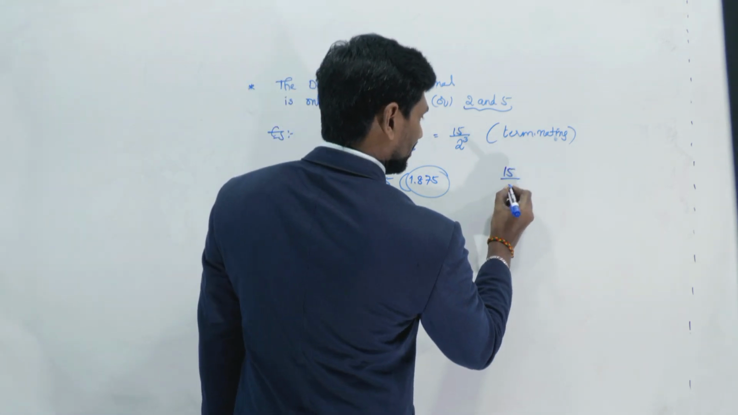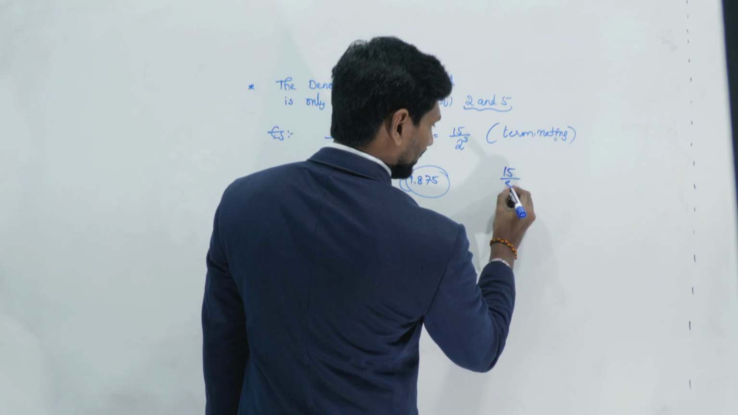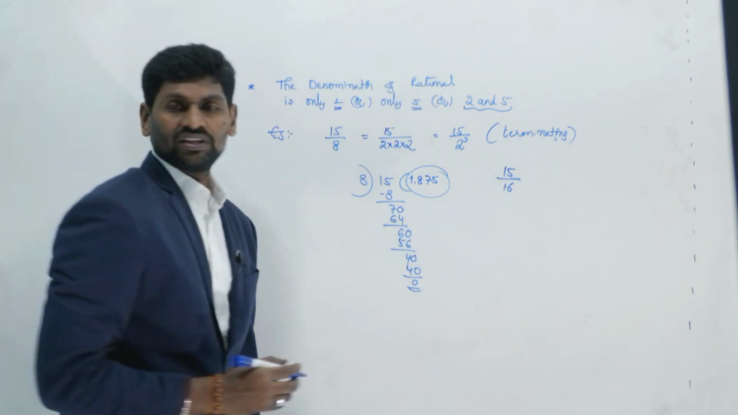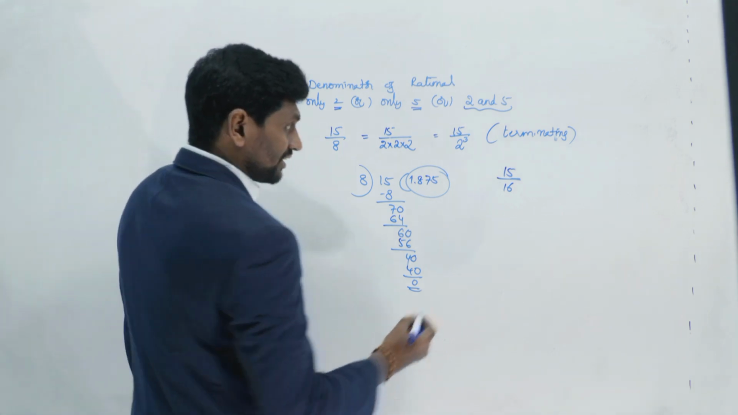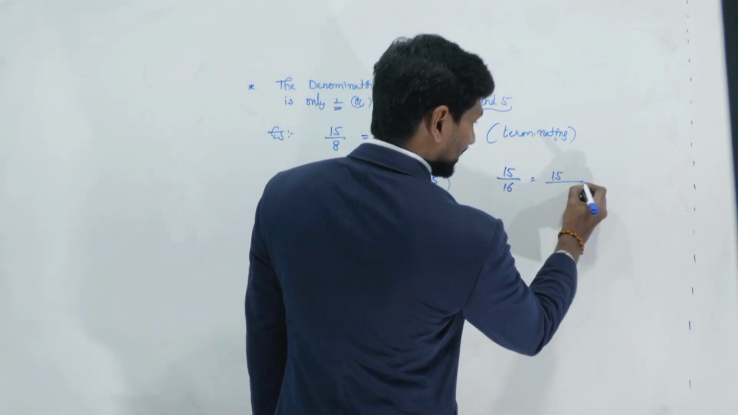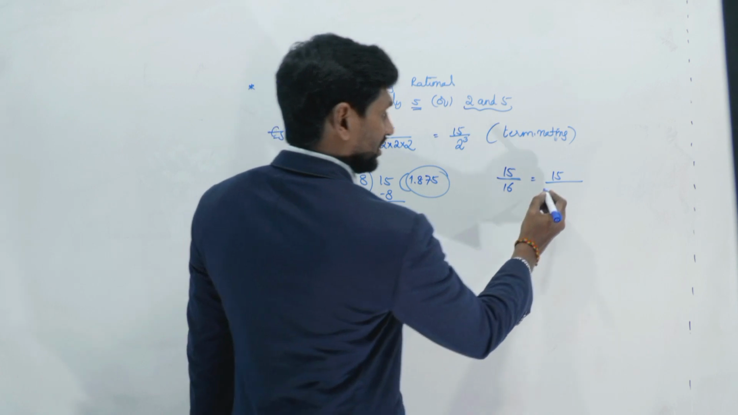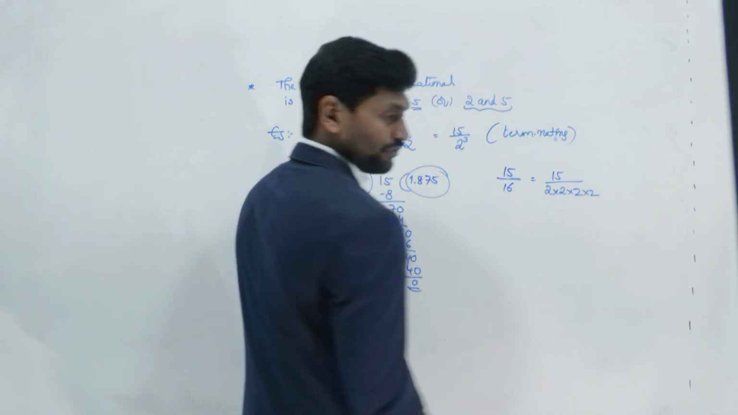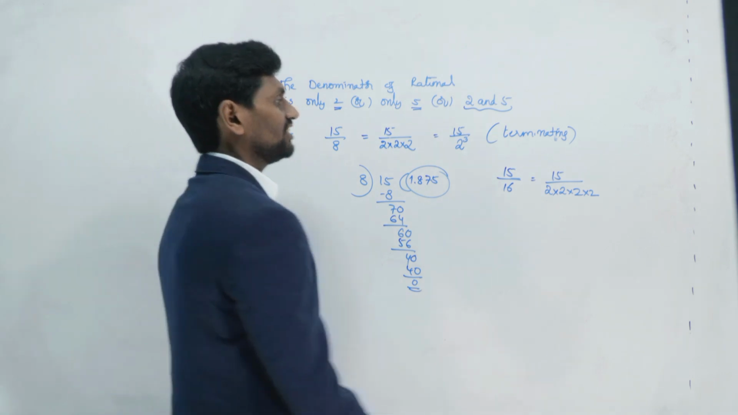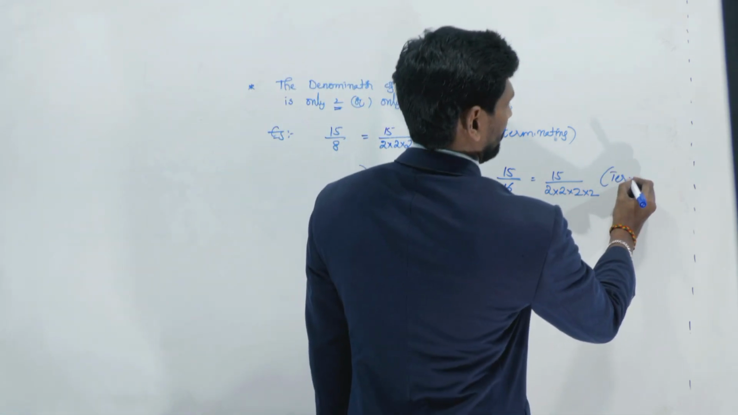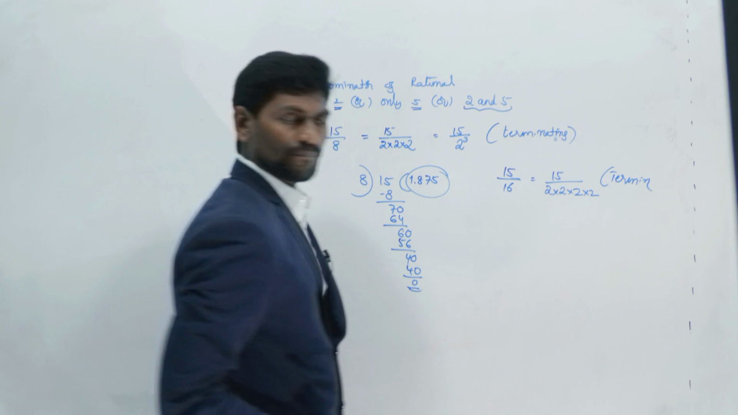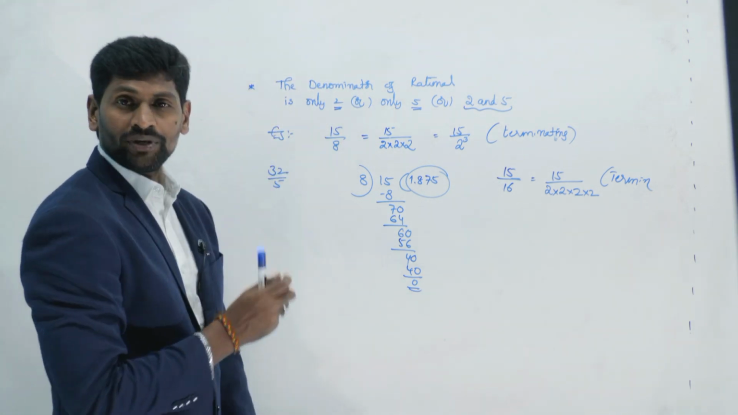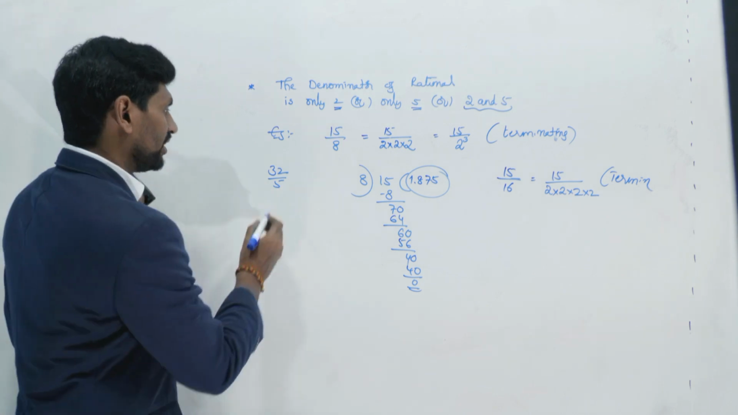Now let us take one more example here. Let us take 15 by 16. Can you express 16 as a product of prime numbers? Yes, it is 2 into 2 into 2 into 2. 2 2s are 4, 4 2s are 8, 8 2s are 16. Yes, it is terminating decimal. Okay. Next, 32 by 5. The denominator is only 5. Yes, it is terminating decimal.